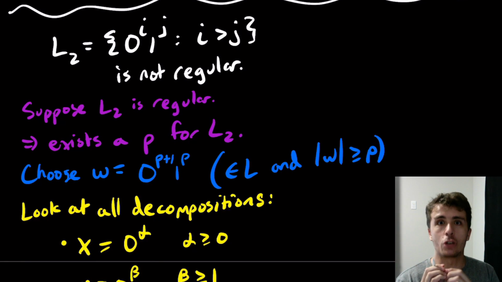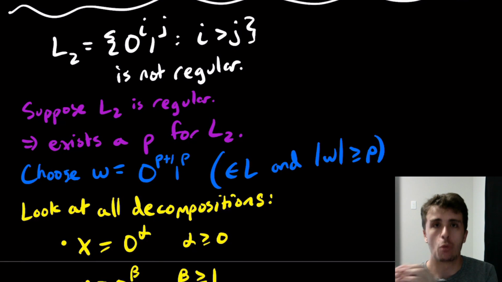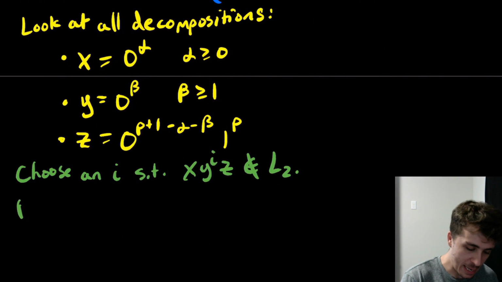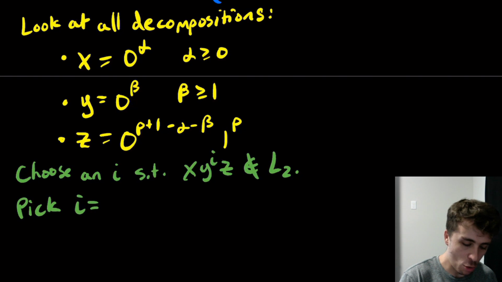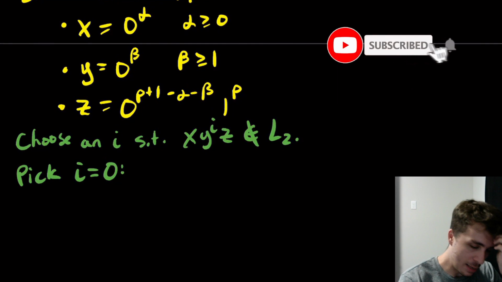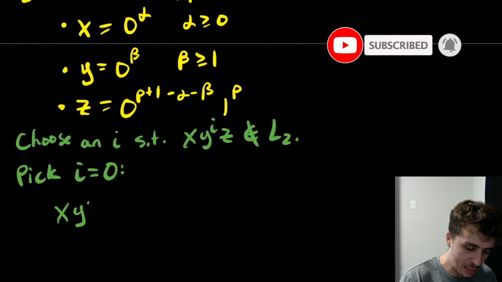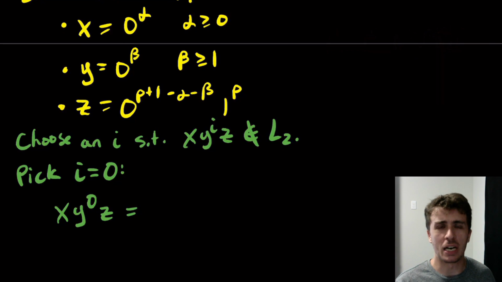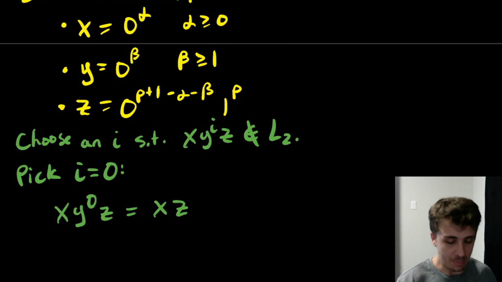So we've got to actually think about it from the other perspective. We've got to take away a copy of y, which we're allowed to do, because as long as I is at least 0, then we're good. So let's try to pick I equal to 0, which means that we have 0 occurrences of y. So x y to the 0 z. Well, any string picked 0 times is going to result in the empty string, so this is just going to be the same thing as xz.